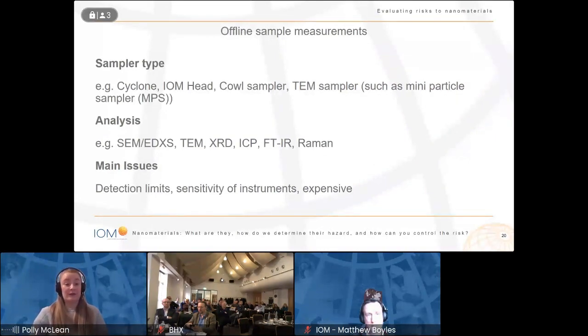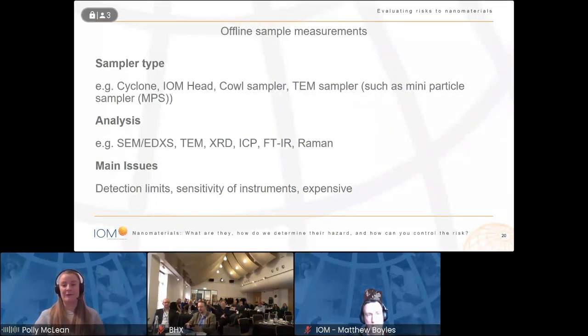The main issues that we are finding for doing analytical techniques for nanomaterials is really detection limits. That's one of the main ones. Because of their small size, a large number of particles still doesn't really amass to a large mass of particles. So you need really low detection limits to get that sensitivity that we would need for nanomaterials.